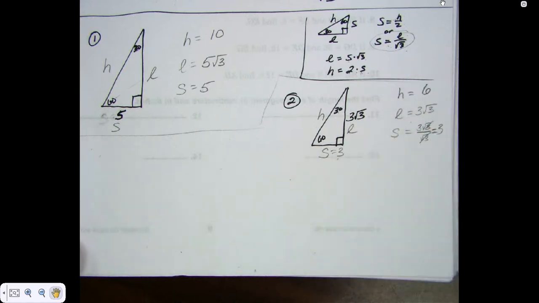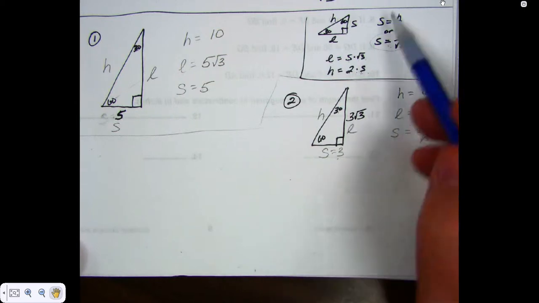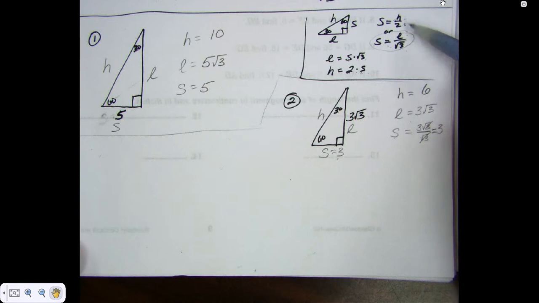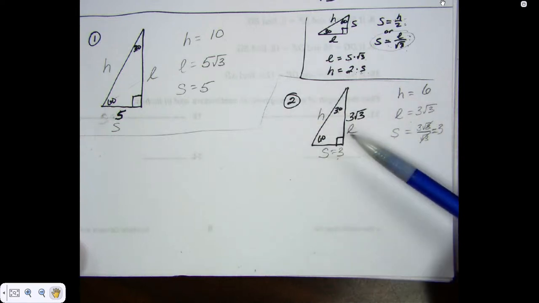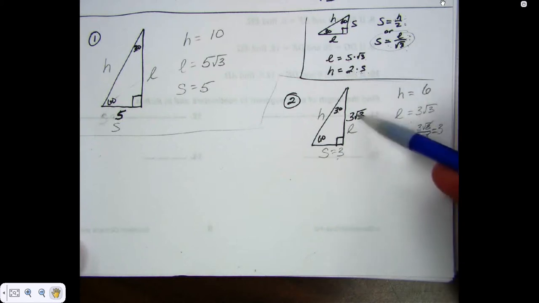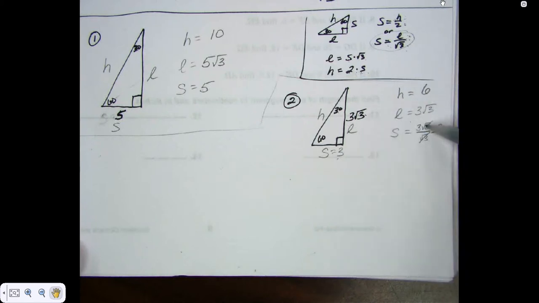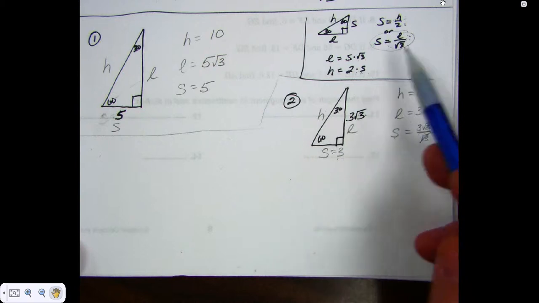Hold on, how did you find S to start with though? I said to myself I was given 3 square roots of 3. To find S, I either say it's the hypotenuse divided by 2, or it's the longer leg divided by square root of 3. So I looked over here, and what was given to me in that problem? L or H? L. So I used the bottom one. So I put 3 square roots of 3 divided by square root of 3, just like the formula says. Canceled, found S to be 3. After I find S, I can then use it to find whatever's left. And what was left? The hypotenuse. So you put it in there.